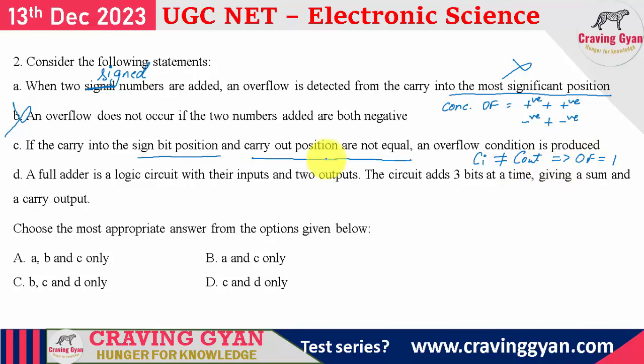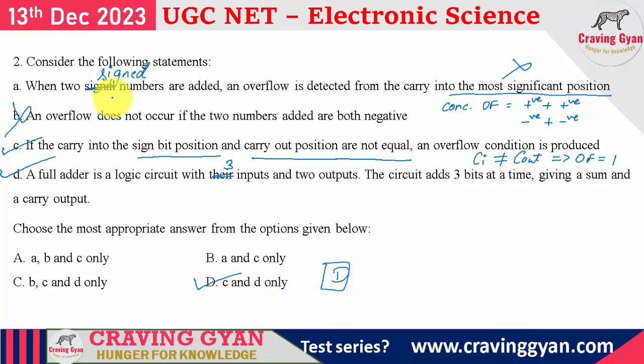Correct. Right. Next, the fourth option they have given is: a full adder is a logic circuit with three inputs and two outputs. The circuit adds 3 bits at a time, giving a sum and a carry output. This is correct. So C and D are going to follow. Which option is correct? Option D is going to follow.